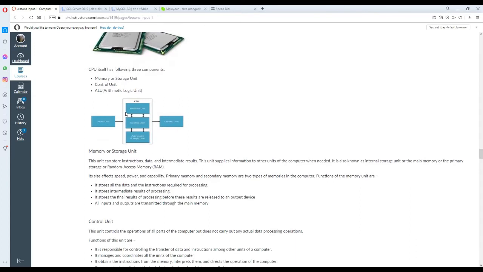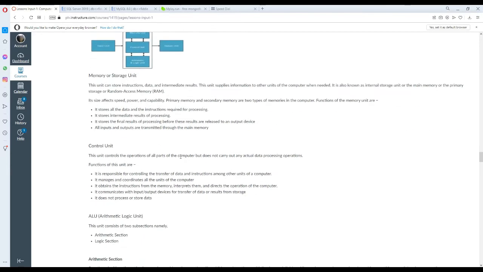The CPU has three units, as I have stated. Okay, so memory, control, and arithmetic and logic. For the memory, it stores instructions, data, and intermediate results. It is also known as the internal storage unit or main memory or primary storage or random access memory. Its size affects the speed, power, and capability.